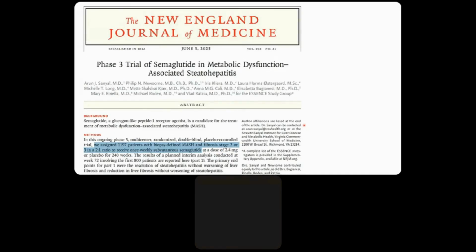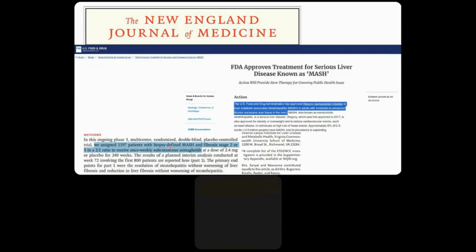So as you may know, MASH, or metabolic dysfunction associated steatohepatitis, is now a treatable liver disease. And this recent New England Journal of Medicine paper reported the phase 3 trial showing significant benefit of GLP-1 receptor agonist in patients with MASH and F2 or F3 fibrosis compared to placebo. And this landmark study is what subsequently led to the FDA approval of Wegovy for the treatment of MASH in adults with moderate to advanced fibrosis.